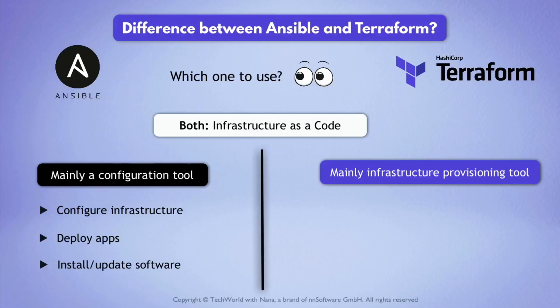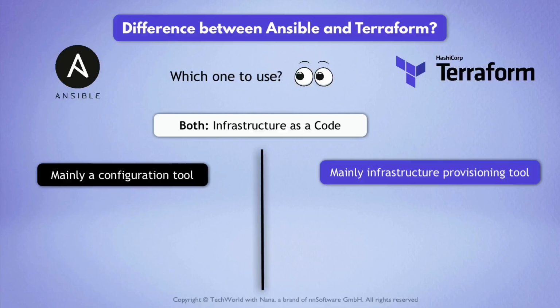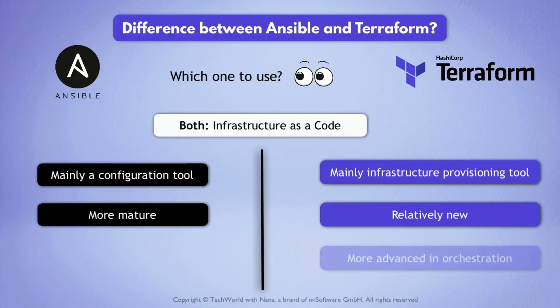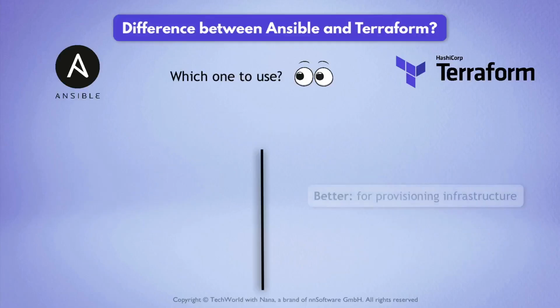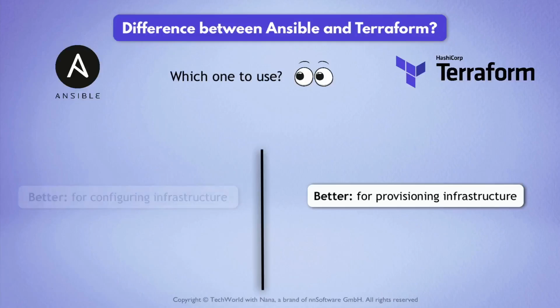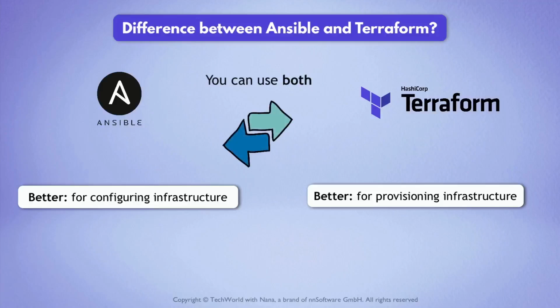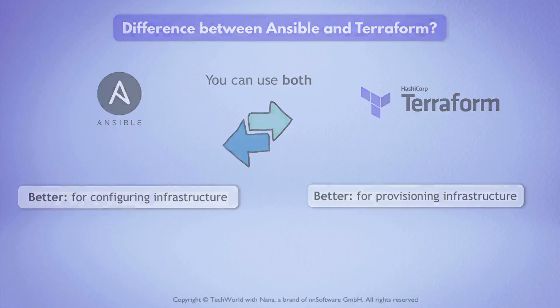Other differences to consider in terms of those overlaps are Ansible is more mature and Terraform is relatively new, and because of that, it's also changing dynamically. And Terraform is much more advanced in orchestration. So to summarize the difference, Terraform is a better tool for provisioning infrastructure, and Ansible is a better tool for configuring that infrastructure, deploying, installing applications and services on them. So it's a common practice where DevOps engineers use the combination of these tools to cover the whole setup end to end, using both for their own strength, instead of just using one tool.